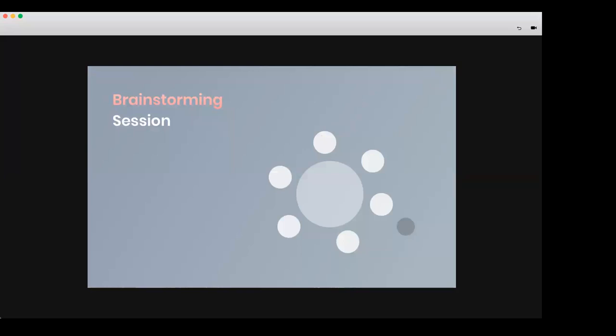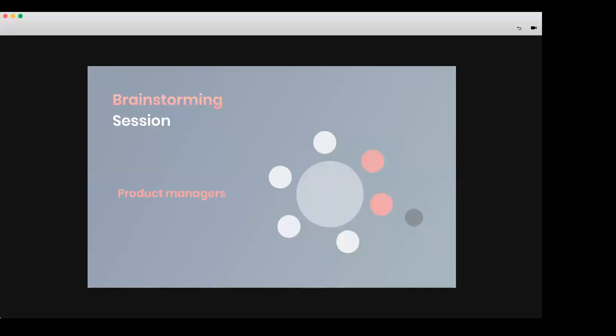So we start the session by stating the problem. And we make sure it's a problem to solve, not a solution to be vetted. Now, once we state the problem that we want to solve, we start sketching ideas. And here's where each member will have the chance to put their ideas on paper.